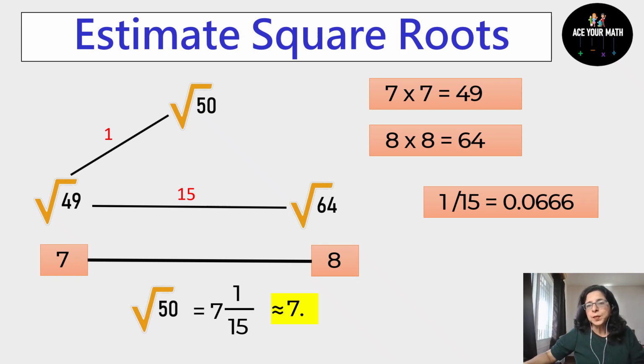What are the two digits after the decimal? It is 0.06. Now, what is the next digit after 0.06? It is 6. Since this digit is greater than 5, you will make the previous digit 1 higher. So it will become 0.07. So you can write square root of 50 as 7.07. The answer is an approximation, because when you are dividing 1 by 15, the division is not ending anywhere. That is why we write it as an approximation.